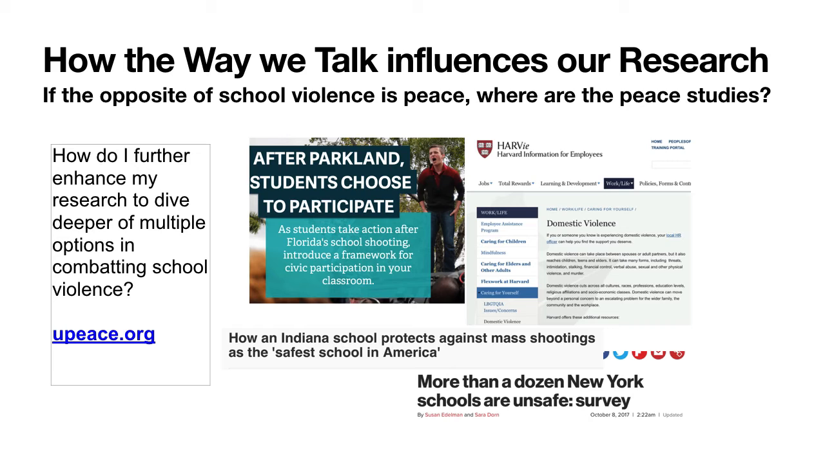I like this one because it is a good question, but I want to highlight this same problem at the same time: how the way we talk influences our research. So you say combat school violence, right? Combat, of course, is a violent term. You should think about that for a second, because this is when we're analyzing the ideology and the language. You're taking violent language to analyze violence, and that's going to be the biggest problem with this kind of research.